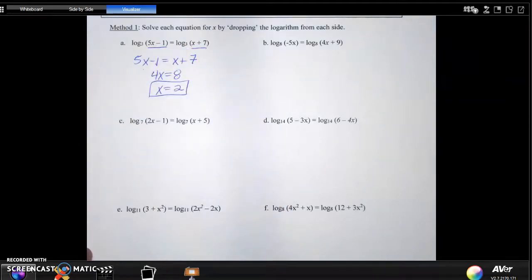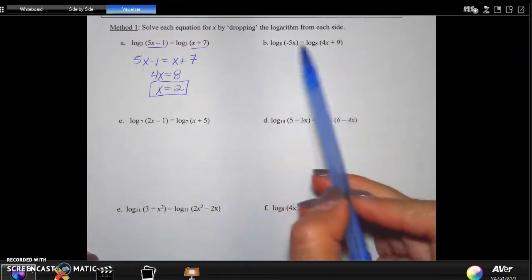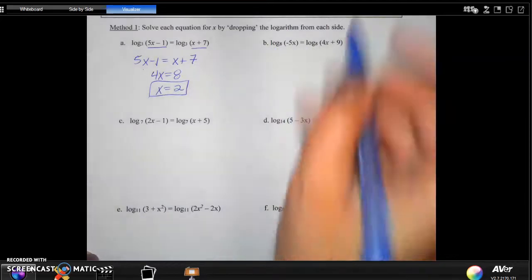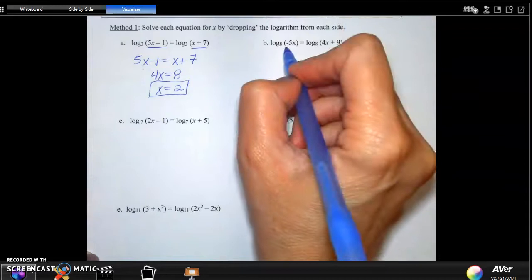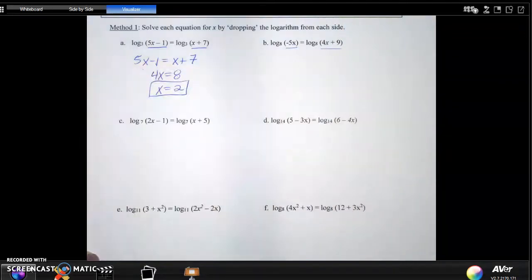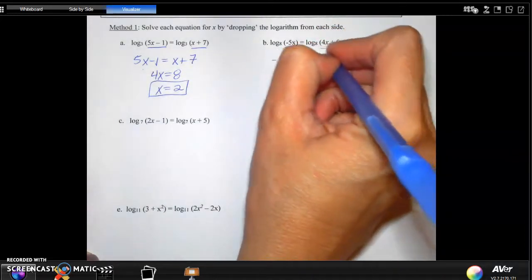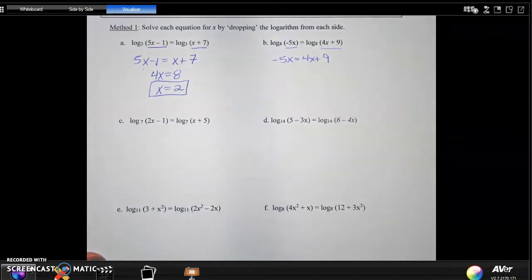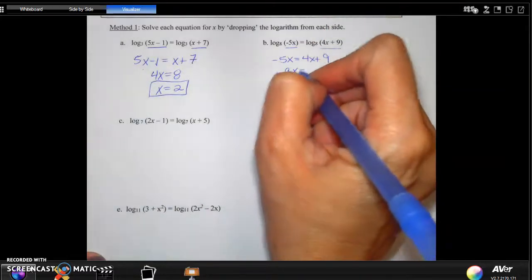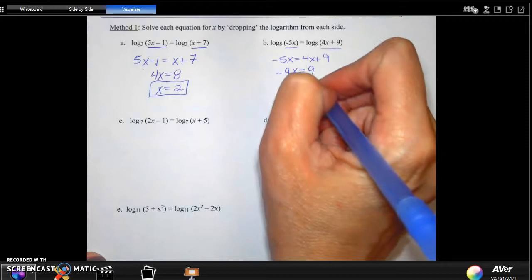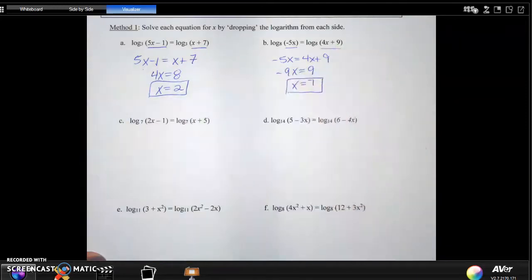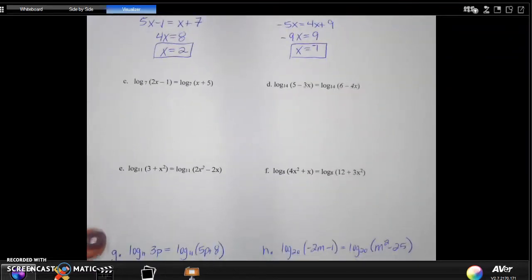So I'm in good shape there. For the second problem, letter B, you see that your base is 8 on both sides, and you do have a logarithm on both sides. So using this first method from up top there, we're allowed to set these two arguments equal to one another and drop the logarithm. So we have negative 5x equals 4x plus 9. Again, very straightforward. Let's move that 4x over to the left-hand side. That gives us negative 9x equals 9, and x equals negative 1. Again, very straightforward as long as you have those logarithms the same on both sides.